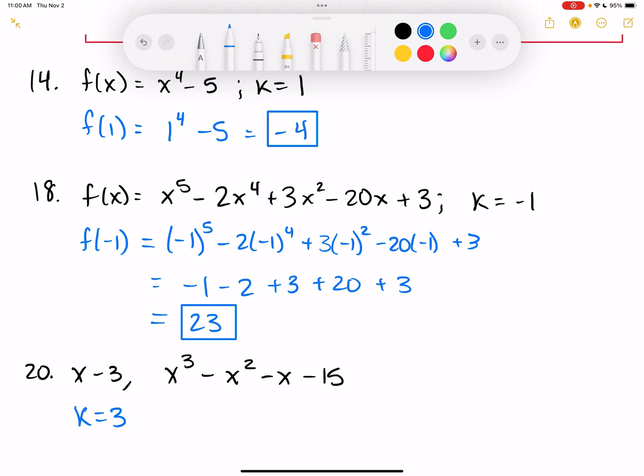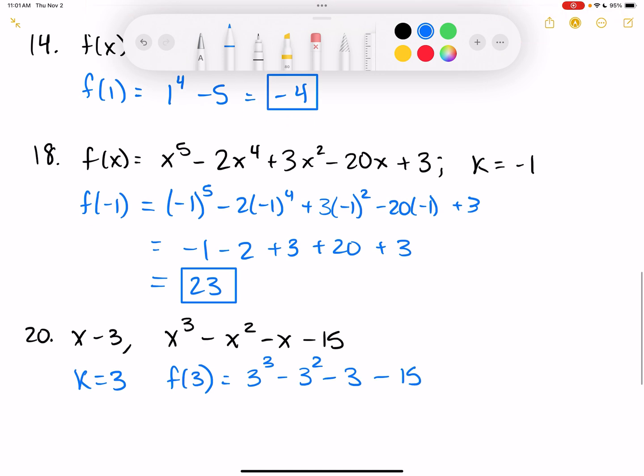So now f of 3 is 3 cubed minus 3 squared minus 3 minus 15. And we want this to be equal to 0 when it's all said and done. So 3 cubed is 27 minus 9 minus 3 minus 15. And so 27 minus 9 minus 3 is 15. And then minus 15 is 0. So this one is a factor. All it's looking for is yes or no, answering the question of whether it's a factor or not.